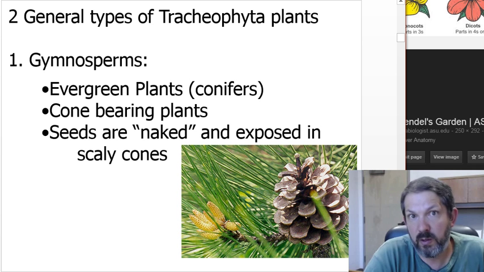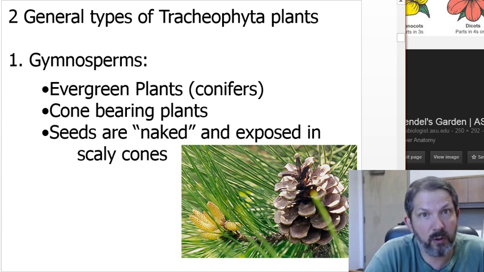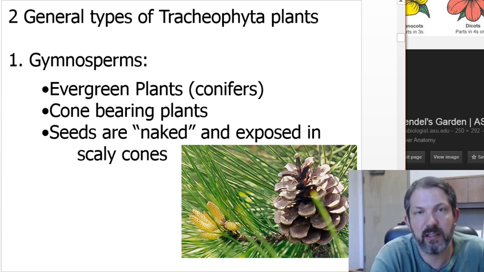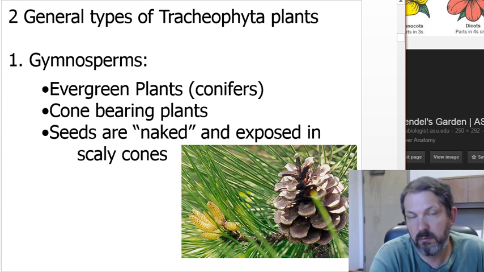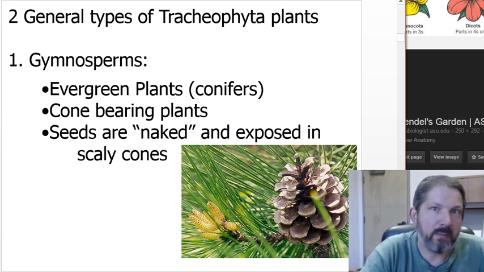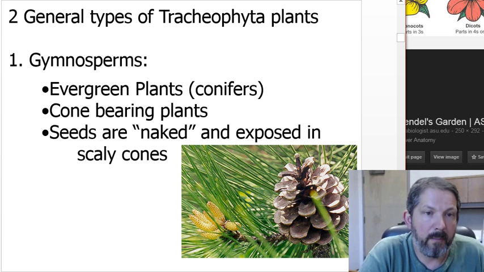Now, gymno actually means naked, and sperm means seed. So let's go back to the Greeks. Sperm, seed. They thought that men had little people seeds in them, and that during intercourse the man would plant seeds into the woman. They didn't realize that the woman had an egg cell, but they thought that they were planting little people into the woman. So sperm simply means seed.